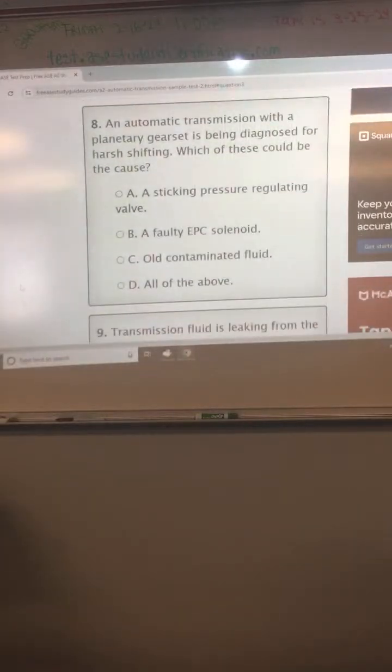An automatic transmission with a planetary gear set is being diagnosed for harsh shifting. Which of these could be the cause? Could be all of the above. Sticking pressure regulating valve, old contaminated fluid, those are both things that can cause harsh shifting. I'm taking a guess with the solenoid, so I'm gonna say all of the above.